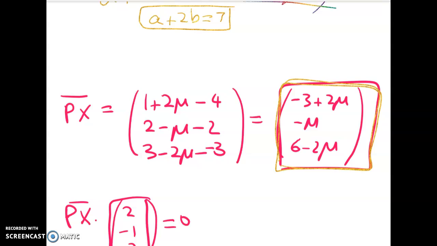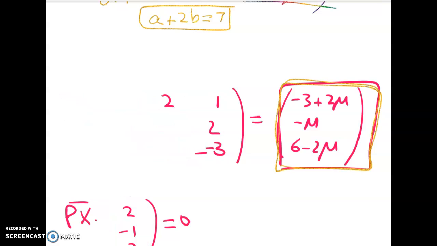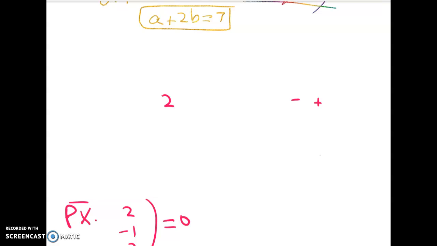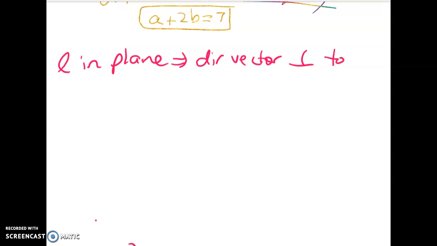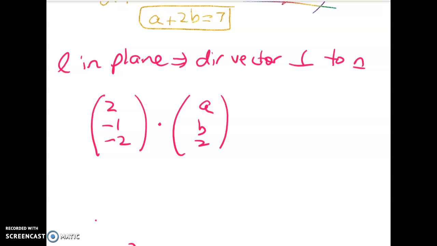Right, and I've got a big mess here. I'm just going to give myself some space. So you can try that while I'm cleaning up the tablet whiteboard. And I'm going to put a little bit of communication for that. So L is in the plane, so its direction vector is perpendicular to the normal vector. And that tells me that (2, negative 1, negative 2) dot (A, B, 2) is equal to 0, giving me 2A minus B minus 4 equals 0.